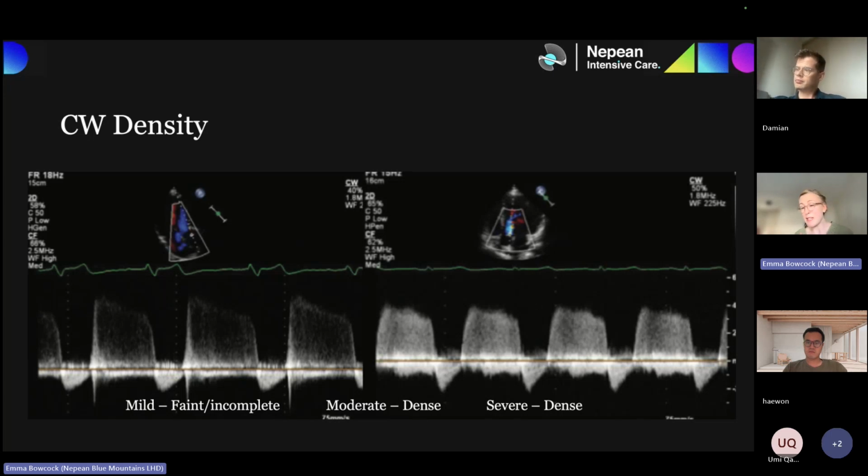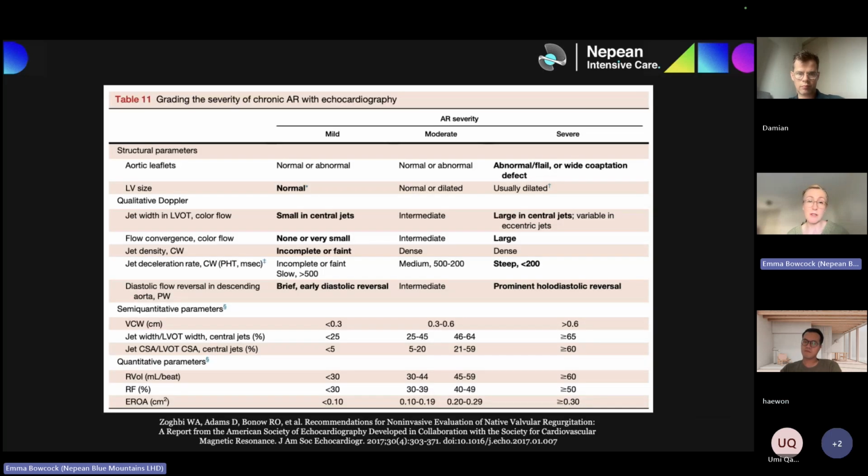If you're seeing it very dense, a nice trick when you're thinking about density is to compare the density of the flow coming forward to the flow going back. If they look similar, I quite like this as a marker that it's probably heading towards severe. I know it's qualitative, but I do quite like that. I probably prefer that more than the pressure half time, to be honest. And then somewhere in between is moderate.